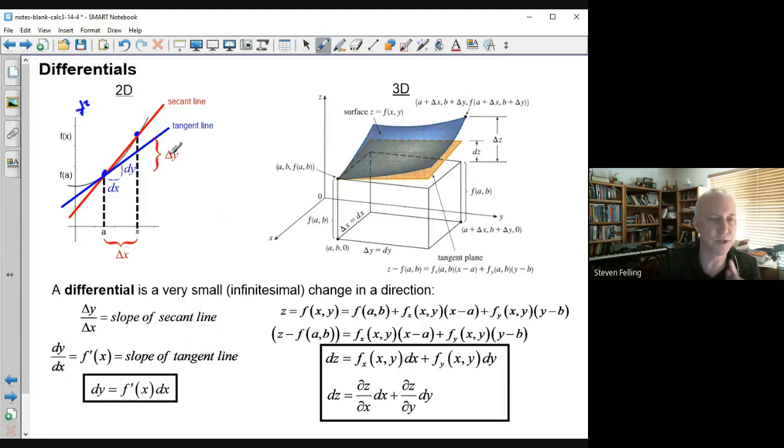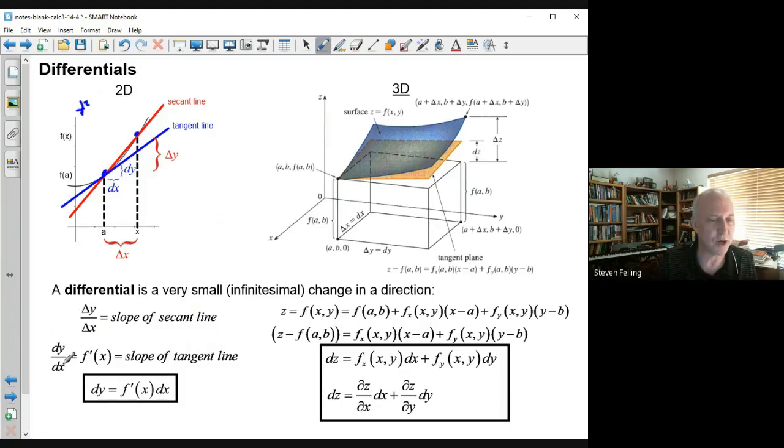So we switch from deltas to d's, right? dy is an infinitesimally small change in the y direction. Delta y is a physical distance in y. dx, same thing in the x direction. So I just think of them as infinitesimally small changes in distances.